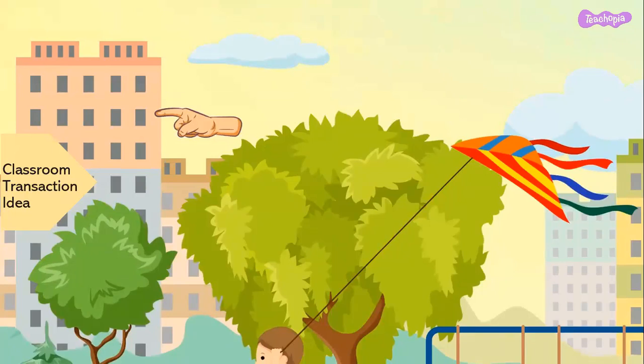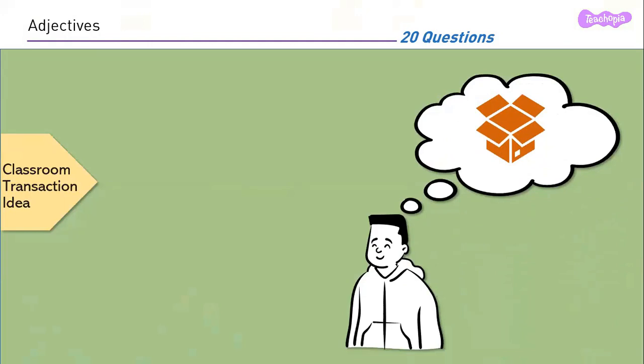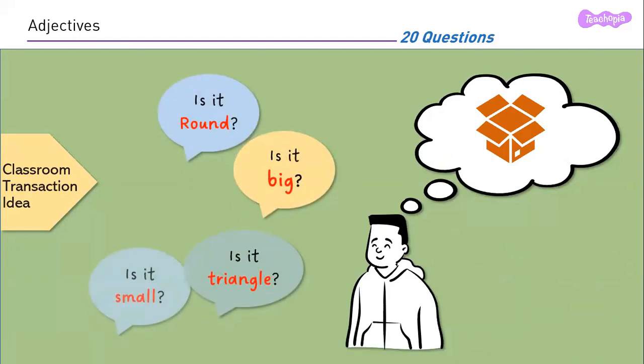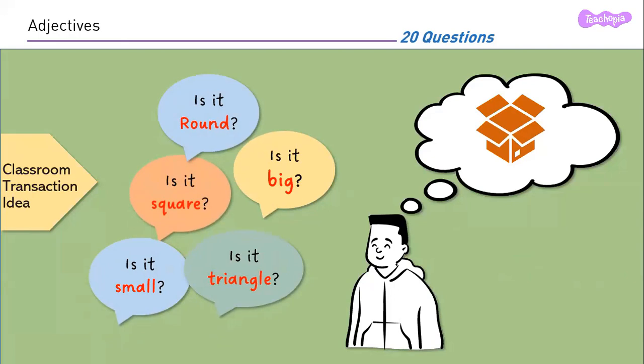Another transaction idea to let the learners engage with the concept of adjectives is the game of 20 questions. Here, one learner thinks of an object and all other learners ask him a series of yes or no questions like, is it big? Is it red? Is it square? Etc. to find out the object which is in the mind of a learner within the limit of 20 questions.